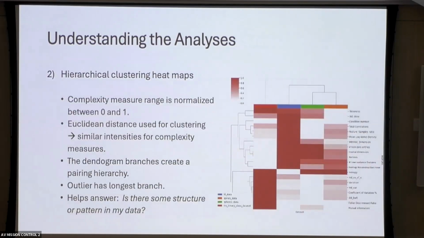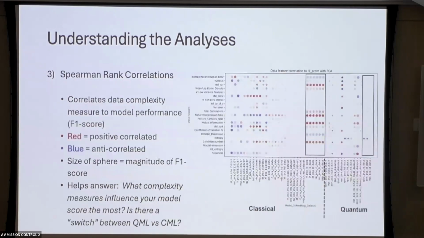And then the other part of the automated analysis is these hierarchical clustering heat maps. I'm pretty sure many of you do this in your normal bioinformatics work. In this case, it's the complexity measures, roughly 15 of them. You can see over here on the right, they're normalized between 0 and 1, and then the Euclidean distance is used for clustering. So you end up with similar intensities for complexity measures for similar data sets, which is what you see over here. These two are the most similar. This starts to become an outlier, and the last one, with the longest branch, is the outlier. So now this helps us answer, is there some structure or pattern in my data?